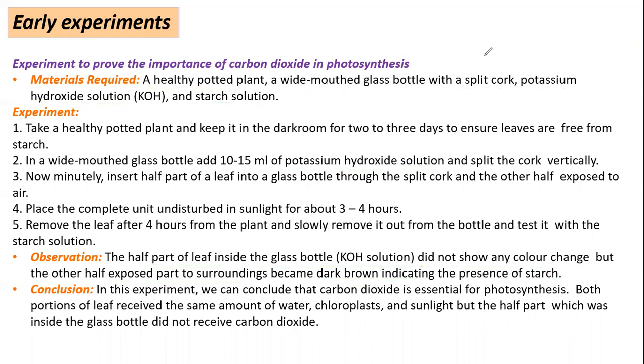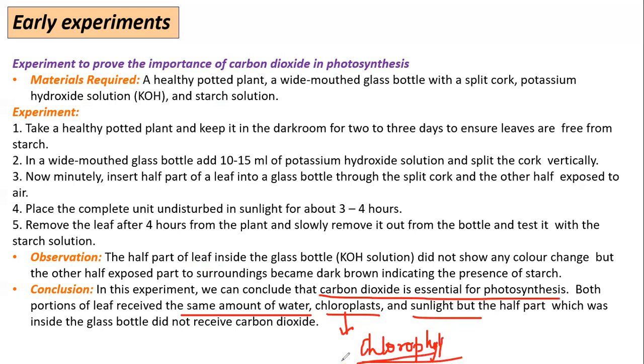So what was the conclusion of this experiment? Carbon dioxide is essential for photosynthesis. So for the same amount of water, chloroplast and sunlight. That is chloroplast, you will have the chlorophyll. That is why they have included chloroplast over there. Inside this chloroplast, you will see the chlorophyll.